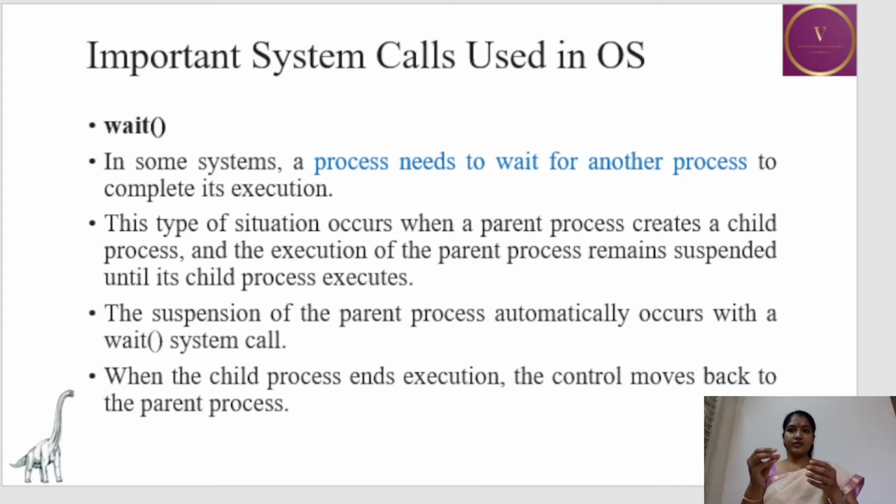So the suspension of the parent process is caused automatically with the help of the wait system call. When the child process ends execution, the control moves back to the parent process. So this is the situation where the wait system call is being used.